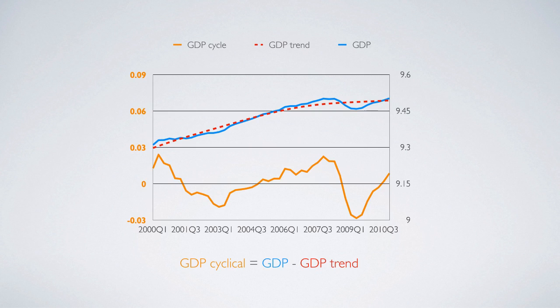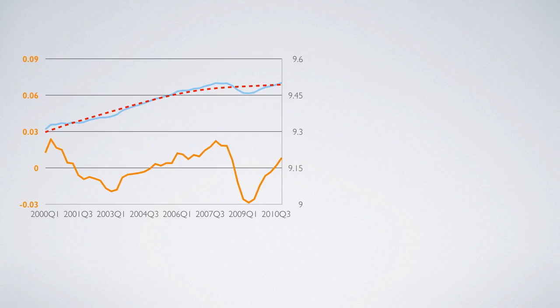Therefore, you can see that any real data value, we can always decompose into two components. One is the red component. It is called the growth component.